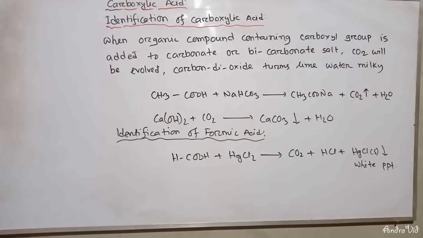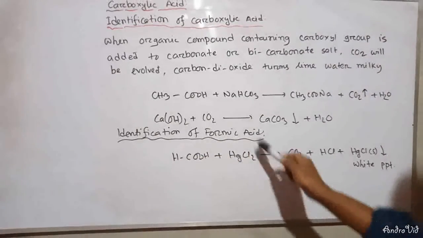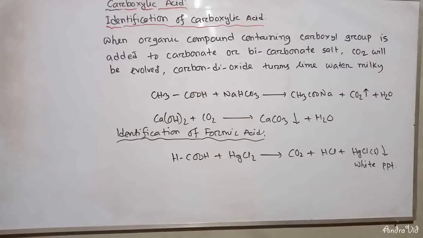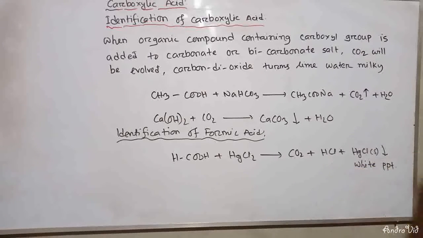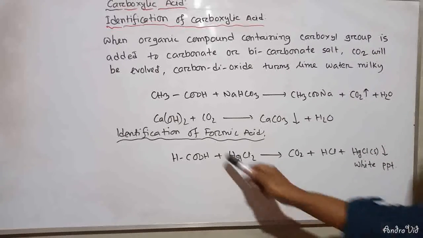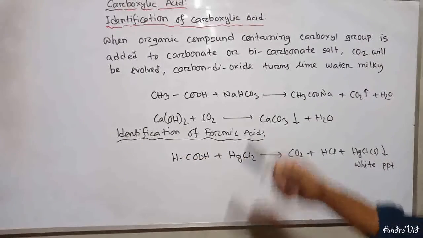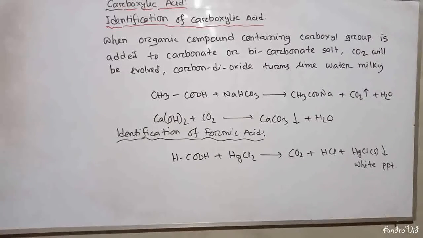Okay. Now, if you want to identify formic acid, you know formic acid is the first member of carboxylic acid, right? To identify it, you have to add mercuric chloride here. If you add mercuric chloride, it produces carbon dioxide and hydrochloric acid. At the same time, a white precipitate of mercurous chloride will confirm the presence of formic acid. When you add this formic acid with mercuric chloride, a white precipitate will confirm it.